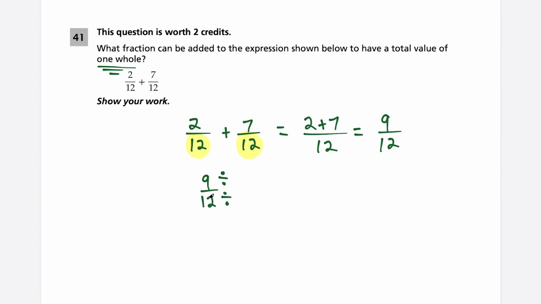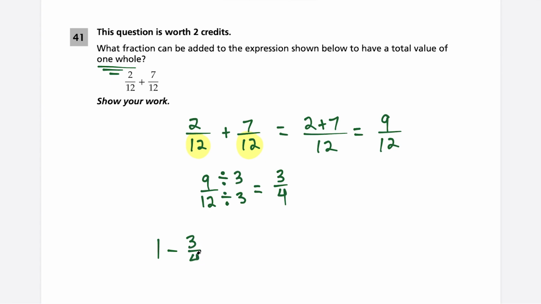So notice that 9 and 12 have a greatest common factor of 3. So I could divide the top and bottom by 3, and this reduces the fraction to 3/4. So you might just be able to do this part in your head and see how far away you are from 1. Notice that we're missing 1/4 to make this fraction whole. Otherwise what we could do is 1 minus 3 over 4.